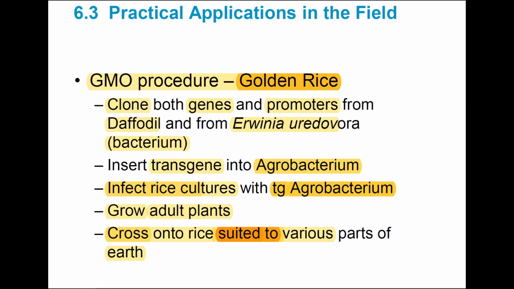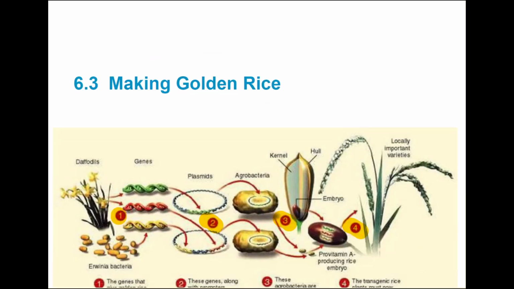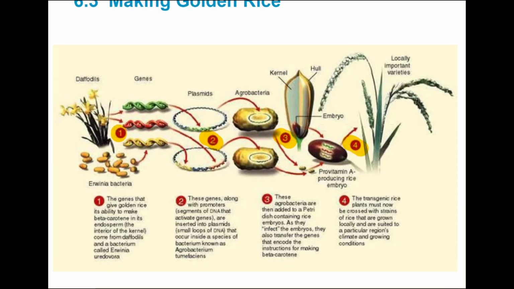This cute little slide basically shows you how to make golden rice. So from Erwinia and daffodils, the genes were removed. These were stuck into the Ti plasmid using classic molecular biology techniques that you guys all know, right? Endonucleases to chop this thing, get it in, ligate it up, etc. Get this into agrobacterium, use this to infect the plant. So these genes give golden rice the ability to make beta-carotene by the introduction of a series of different genes.